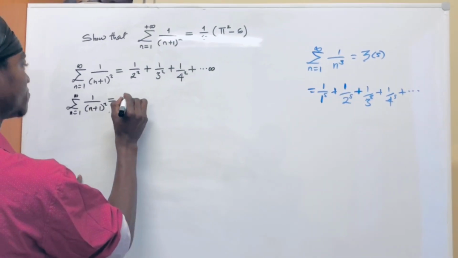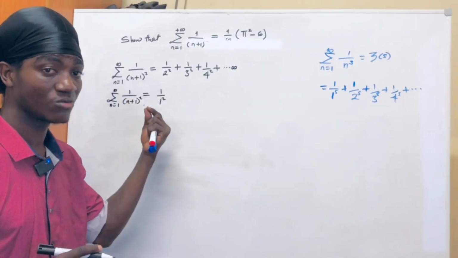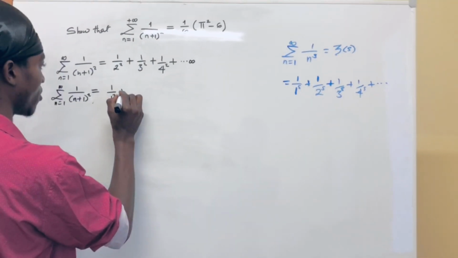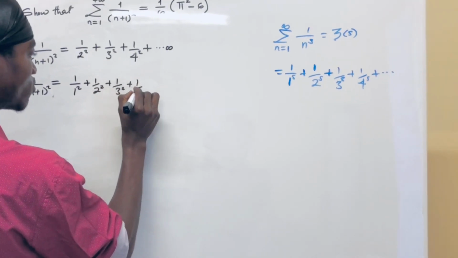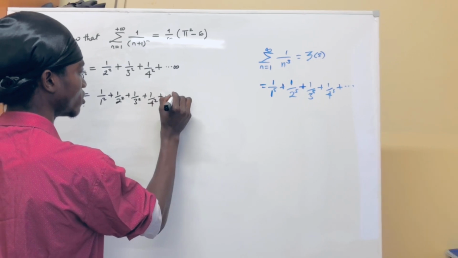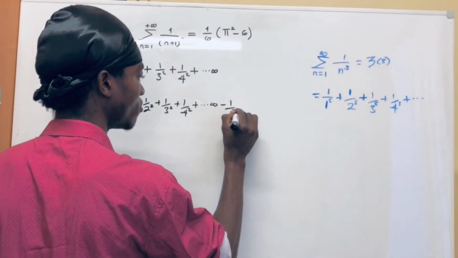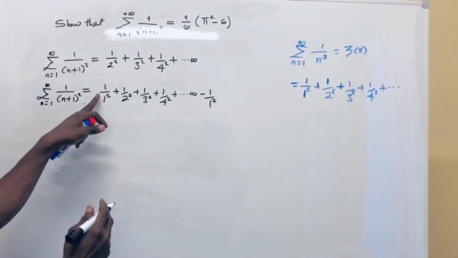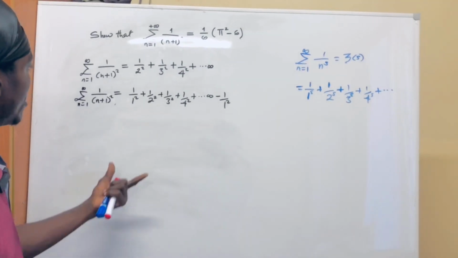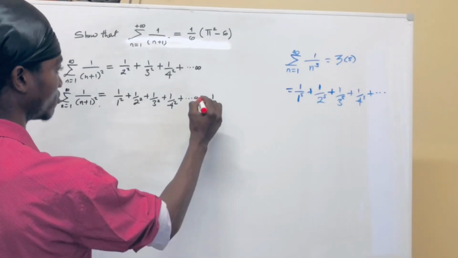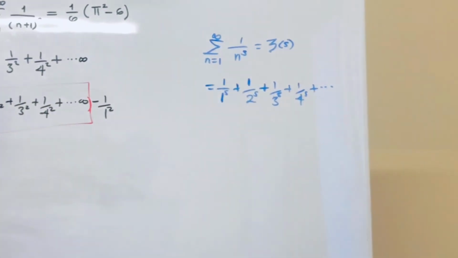It's just equal to 1 over 1 squared. We have added 1 over 1 squared plus 1 over 2 squared plus 1 over 3 squared plus 1 over 4 squared plus dot dot dot up to infinity. Now we have to subtract 1 over 1 squared, so that this 1 over 1 squared and 1 over 1 squared is just what? A 0. So now what can we do? If you observe the first portion, it is exactly the Riemann zeta function.